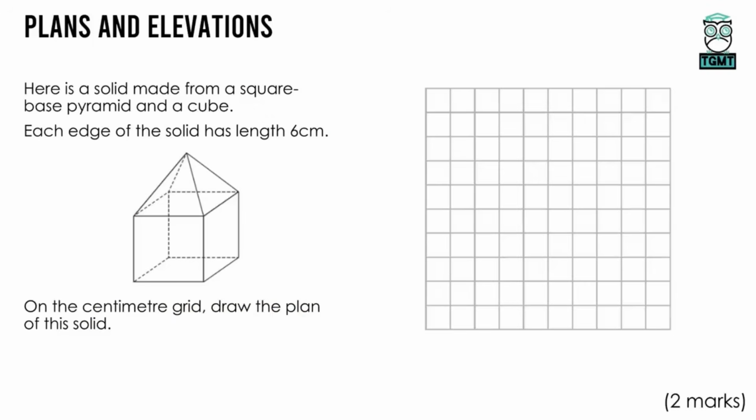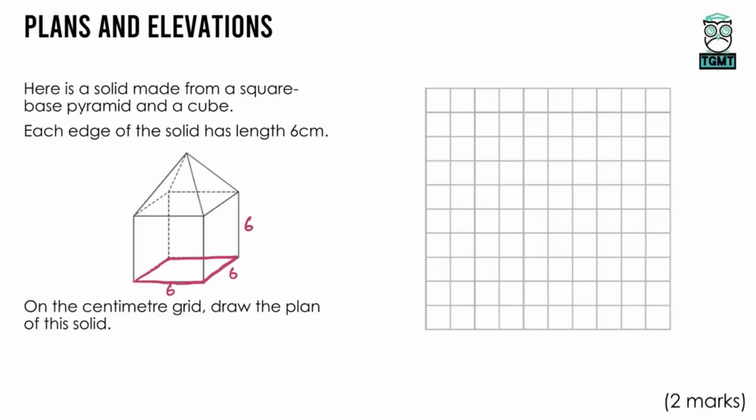Okay, and onto a plan and elevation. It says here is a solid made from a square base pyramid and a cube. Each edge of the solid has length 6 centimetres. So looking at the cube, that means this is 6, this is 6, we've got 6s everywhere. It says on the centimetre grid, draw the plan of the solid. Now the plan is from above. Now when you're drawing a plan from above, if it's difficult to visualise the top from above, you can always have a look at this base. And the base here is a 6 by 6 square. And that's essentially what we're going to see from the top.